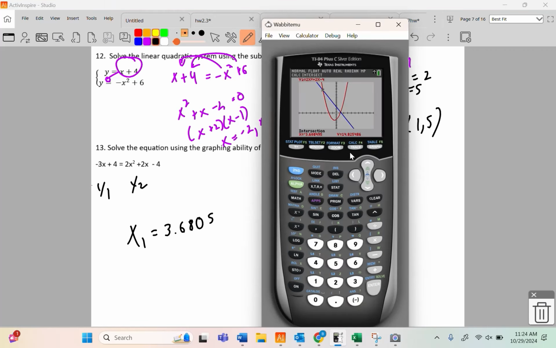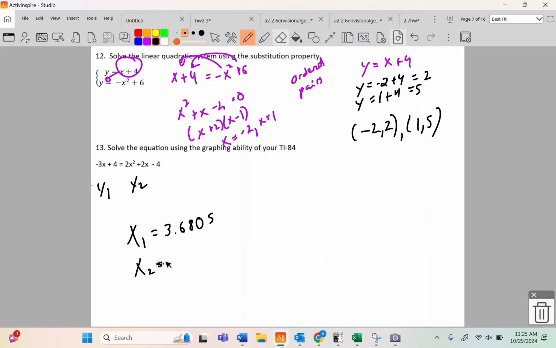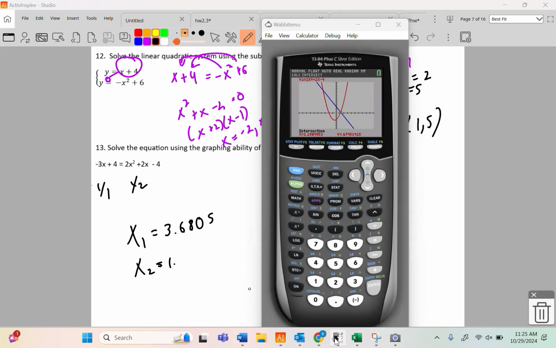The other one is going to be over here. Get close, press enter 3 times. Enter, enter, enter. 1.1805. Done.